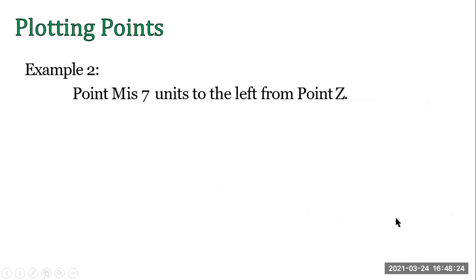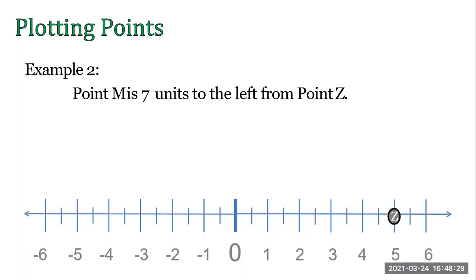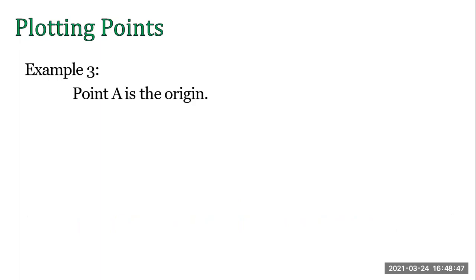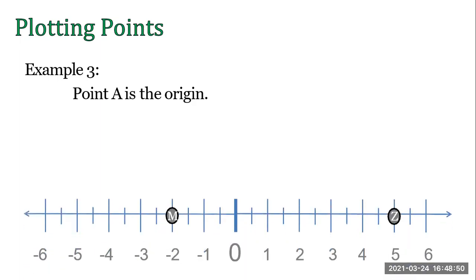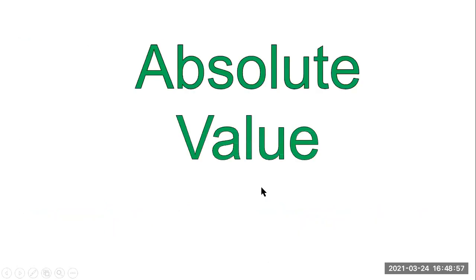Okay, next. Point M is 7 units to the left from the point Z. So from here, then 7 units to the left from the point. So going from here to the left, the point M is at -2. Point A is the origin. So in the middle. Okay, next.